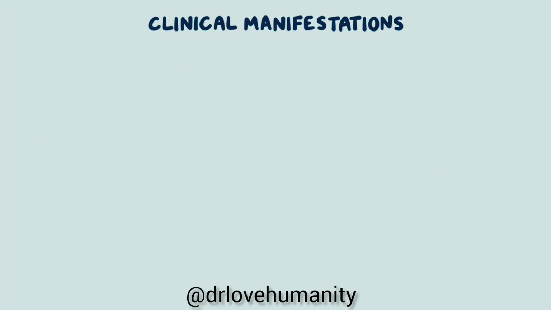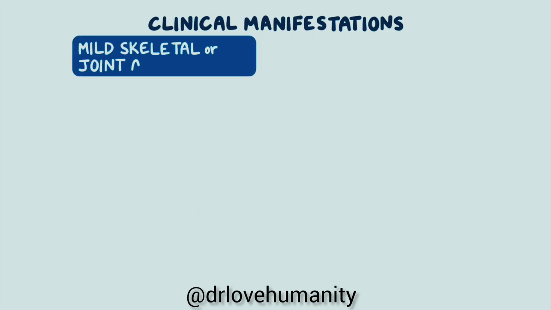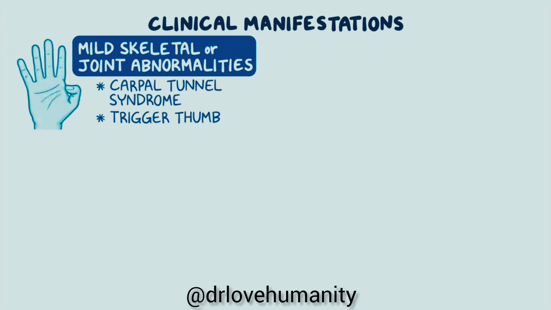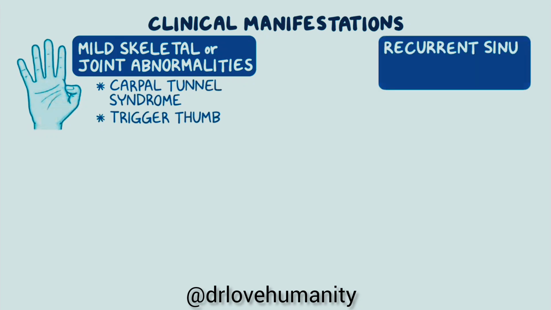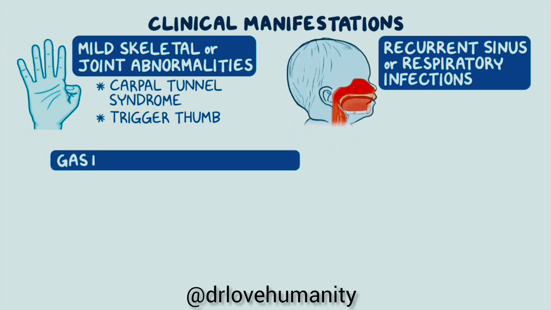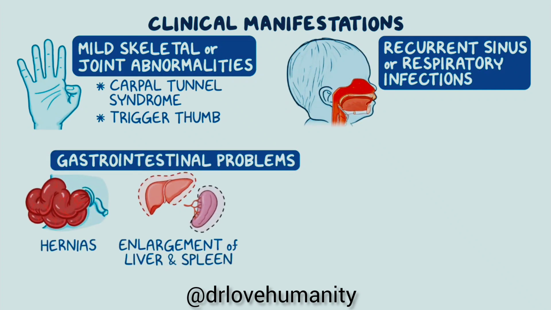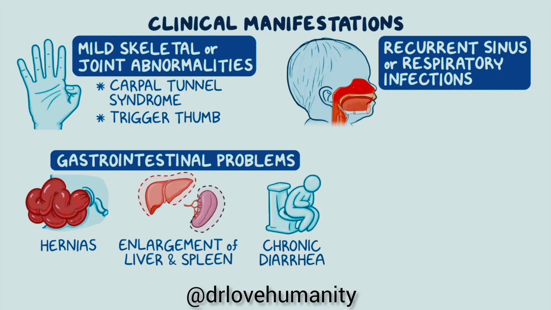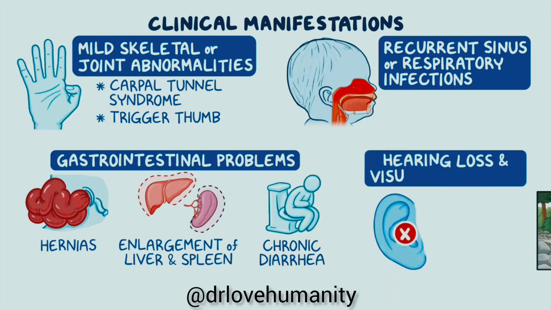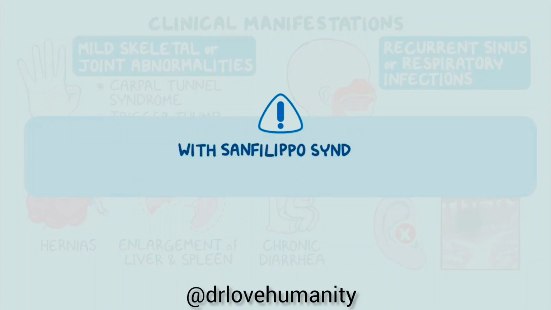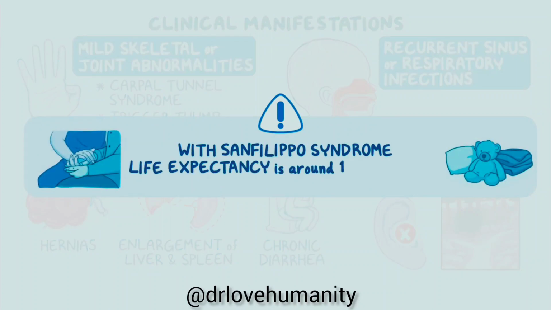Affected individuals may also present with mild skeletal or joint abnormalities like carpal tunnel syndrome or trigger thumb. Other signs and symptoms include recurrent sinus or respiratory infections and gastrointestinal problems like hernias, enlargement of the liver and spleen, and chronic diarrhea. Sometimes there may be hearing loss and visual impairment. For individuals with Sanfilippo syndrome, life expectancy is typically around 15 to 20 years of age.